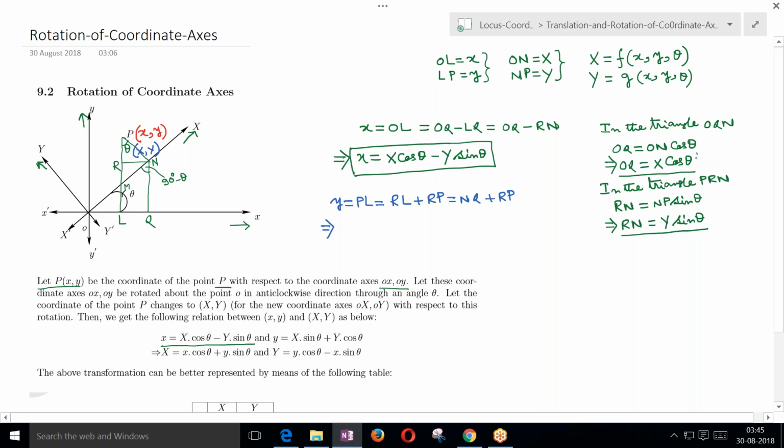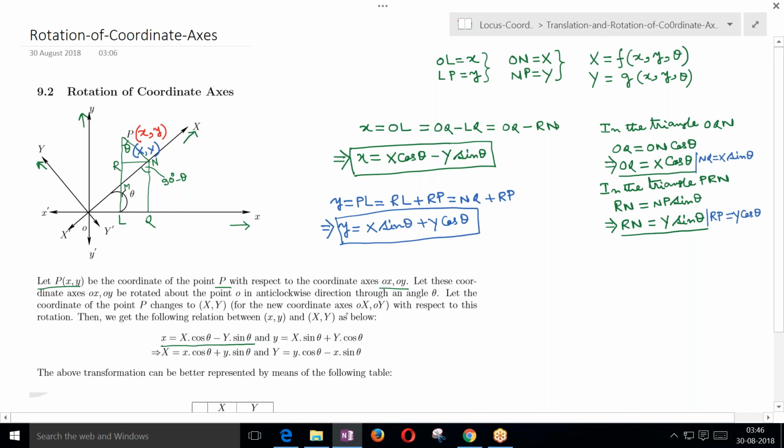So if I write it here, this is another point: NQ is equal to X sin theta, and here RP is equal to capital Y cos theta. So what we get is lowercase y is equal to X sin theta plus Y cos theta. So these are the relationships we actually established.